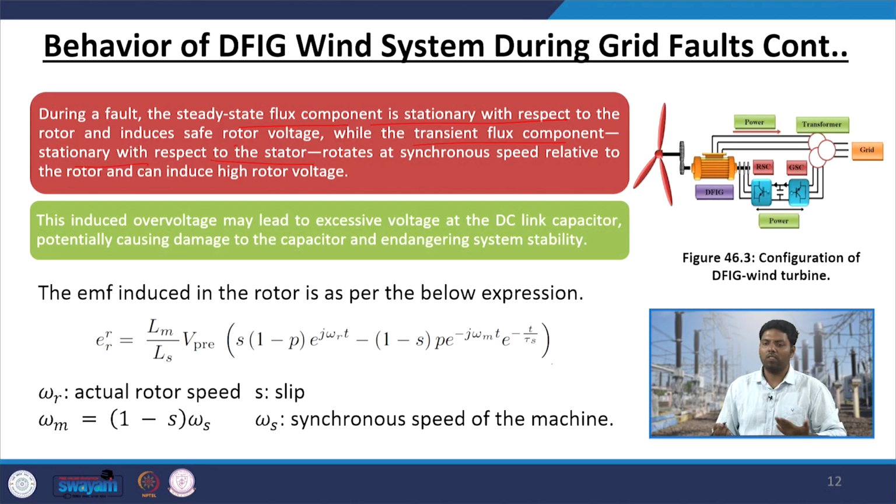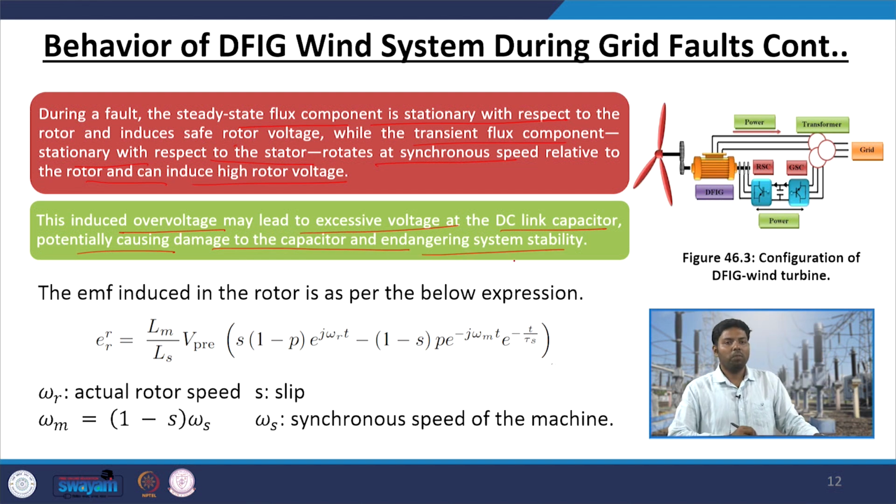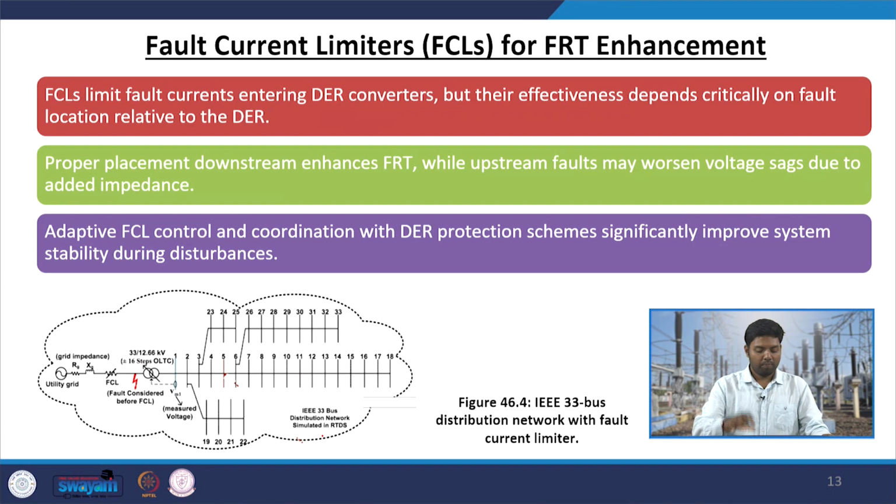So, it is a rotating flux that rotates at synchronous speed relative to the rotor and can induce a high rotor voltage, and that induced overvoltage may lead to excessive voltage at the DC link capacitor, potentially causing damage to the capacitor and endangering the system stability. And the EMF induced in the rotor is given by this equation. Okay. This is your actual rotor speed, this is your synchronous speed, and the slip.